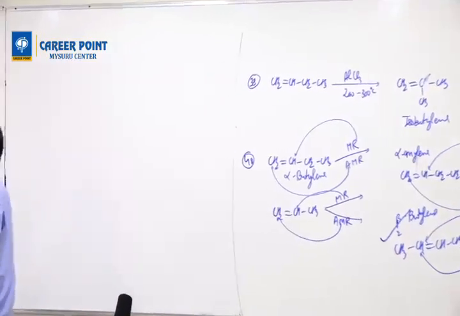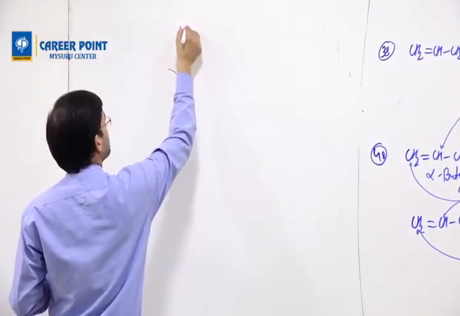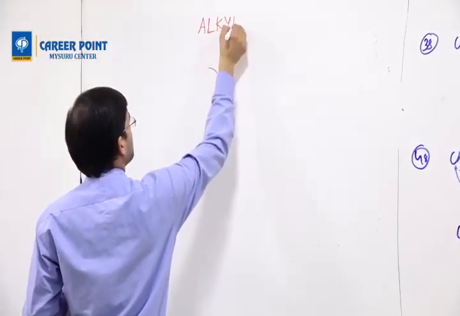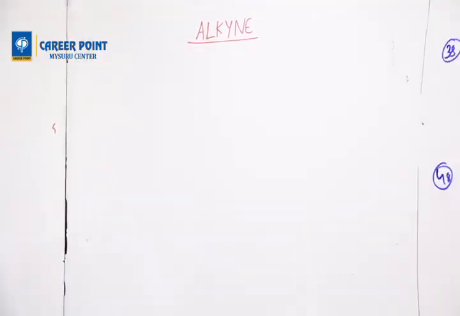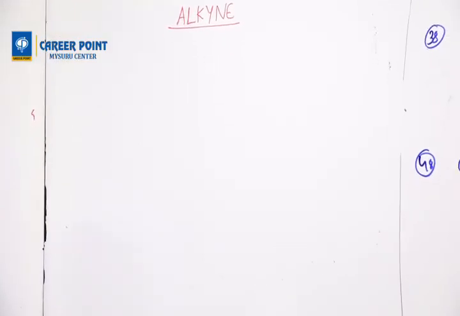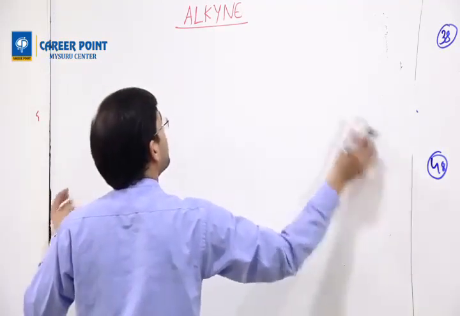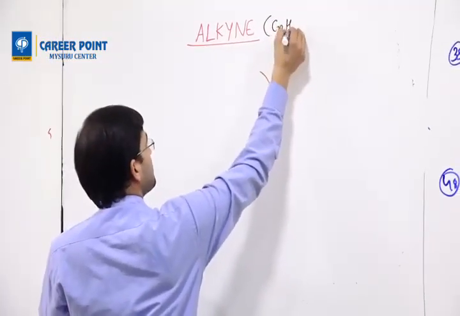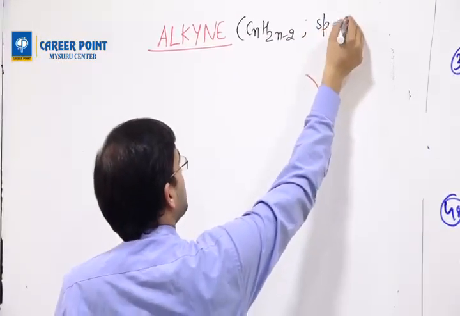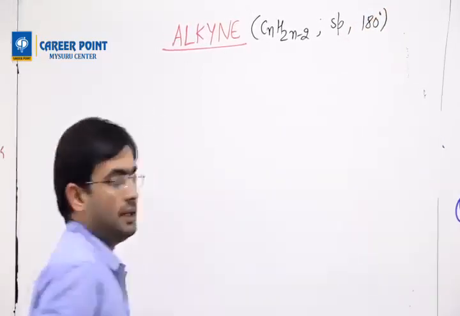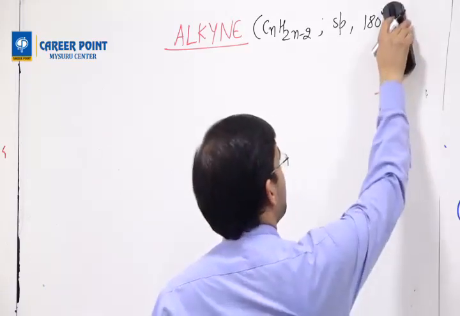So the next chapter is alkyne. Its general formula is CnH2n minus 2. They are sp hybridized. Their bond angle is 180 degrees. They are also linear.